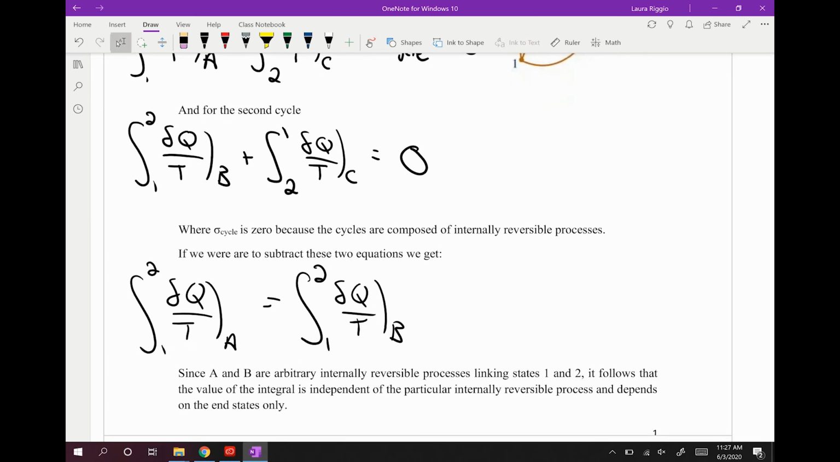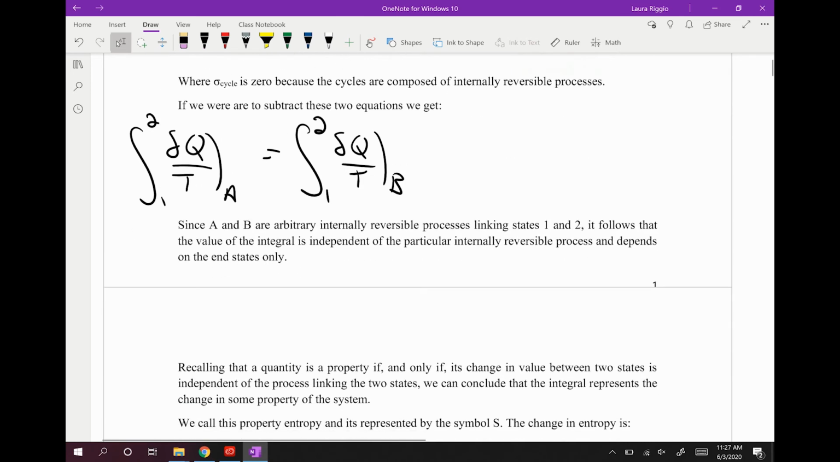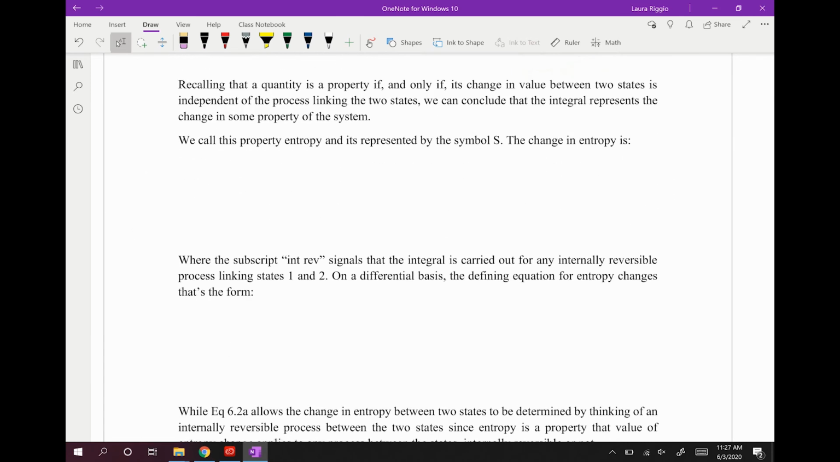Since A and B are arbitrary internally reversible processes that link states 1 and 2, it follows that the value of the integral is independent of the particular process that is occurring and only depends on the end states. And if we recall, if something only depends on the end states, it is a property. So we can conclude that the integral represents some change in the property of a system. We define this property as entropy, and it's represented by the symbol S.